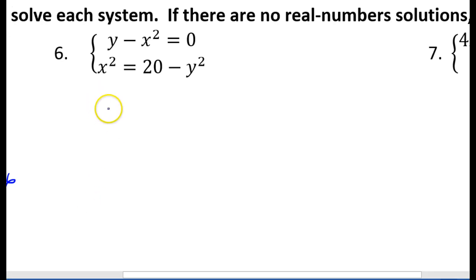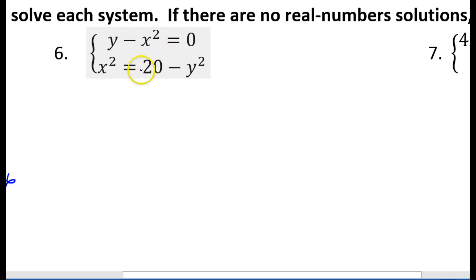We are using 2 different methods to solve these systems, substitution and elimination. So the first thing I do is look it over and decide which one I'm going to prefer for the problem. I don't really think it matters on this problem which one we do. I'm going to go ahead and do elimination and see what happens.